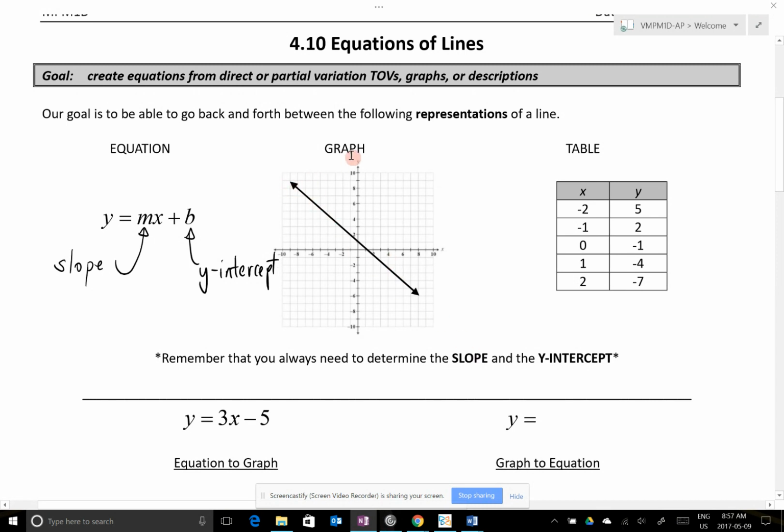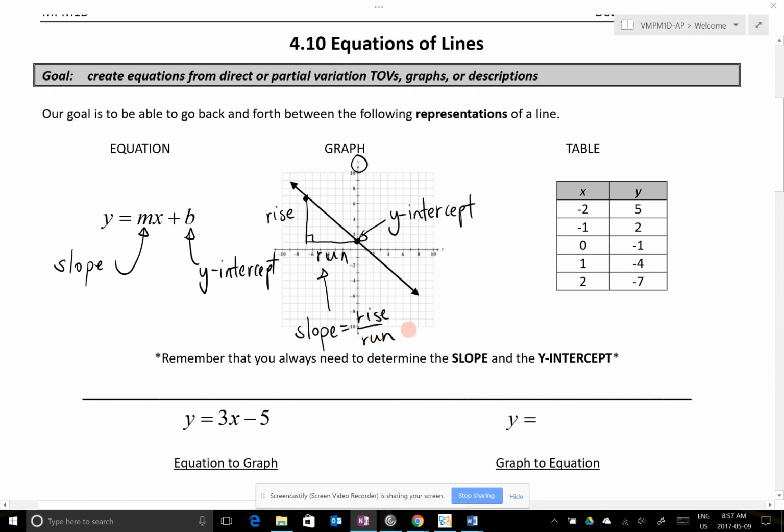We can often find the slope of this line by picking 2 points and measuring the rise and the run of the triangle that we create between these 2 points. On the graph of a line, where the line crosses the y-axis, this point right here, is our y-intercept. So that's the visual way of looking at the y-intercept. And if we do rise over run, we can also find our slope. So our slope is equal to the rise over the run.